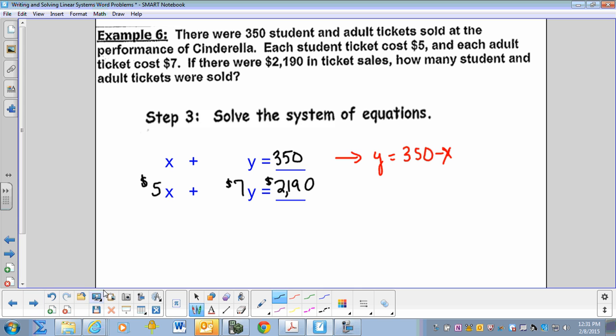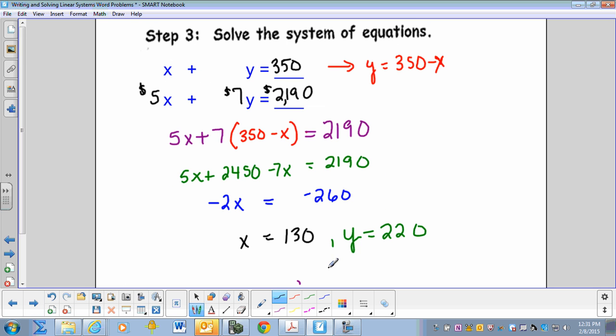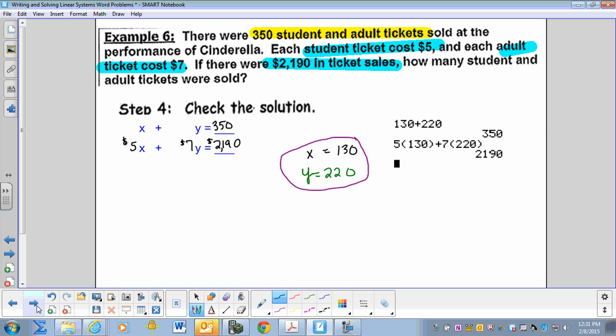So I'm going to solve it again by substitution. I'm isolating my y. That's going to give me 350 minus x. I'm going to substitute that into my next equation and calculate that x is 130 and y is 220. When I check my solution, I see, in fact, that is true. 130 plus 220 is 350 tickets, and 5 times 130 plus $7 times 220 is $2,190 in sales.